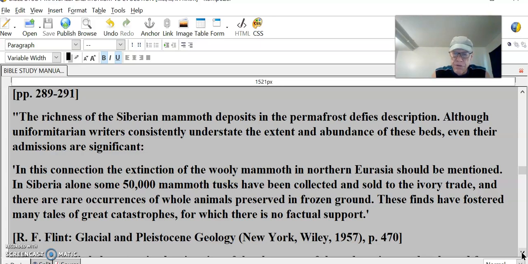And these aren't fossils, these are frozen elephant tusks, and actually hair and meat that the natives there dig up, thaw out, and eat. Or not the hair, but these finds have fostered many tales of great catastrophes for which there is no factual support.